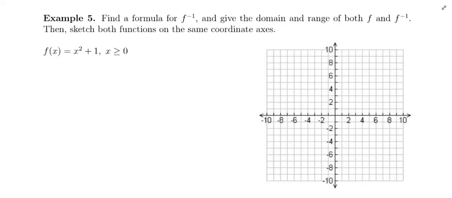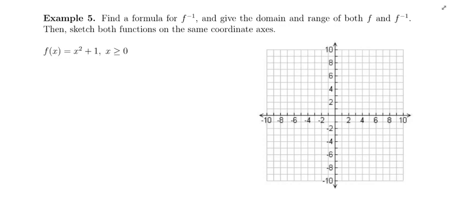Example 5. Find a formula for f inverse and give the domain and range of both f and f inverse. Then sketch both functions on the same coordinate axes. The function here is f of x is equal to x squared plus 1, and then we're told that x has to be greater than or equal to 0.